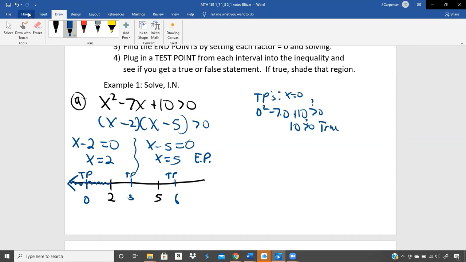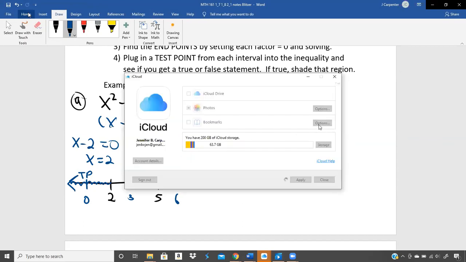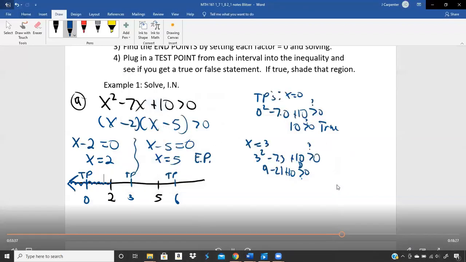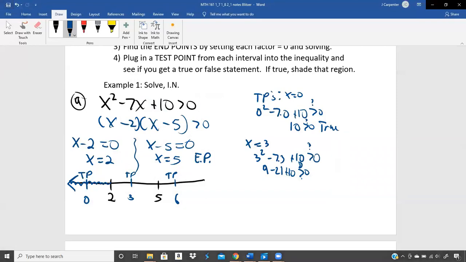All right, so now let's try out x equals 3. So we get 3 squared minus 7 times 3 plus 10. We're saying, is that bigger than 0? 3 squared is 9. 7 times 3 is 21. So that's 9 minus 21 plus 10. There's a little dot there, just ignore that. 9 minus 21 is going to be negative 12. Negative 12 plus 10 is negative 2. Negative 2 is not bigger than 0.